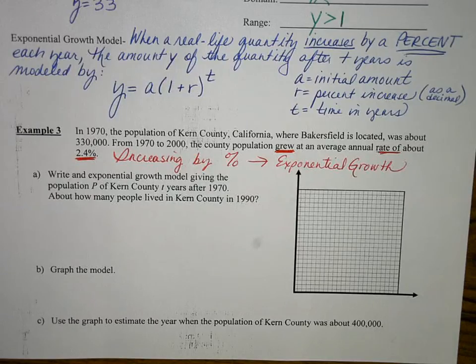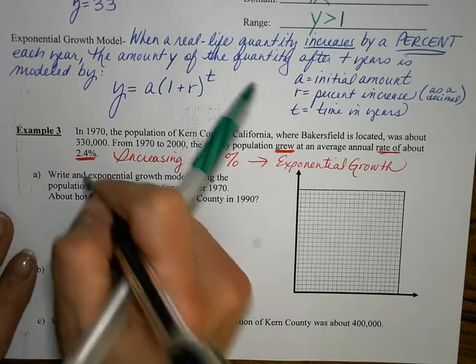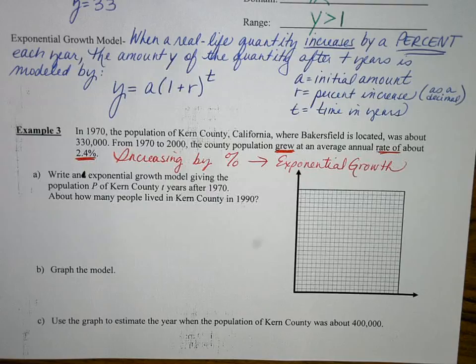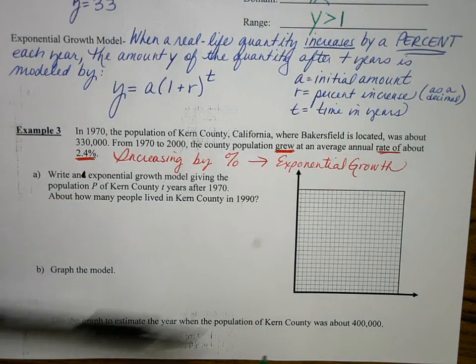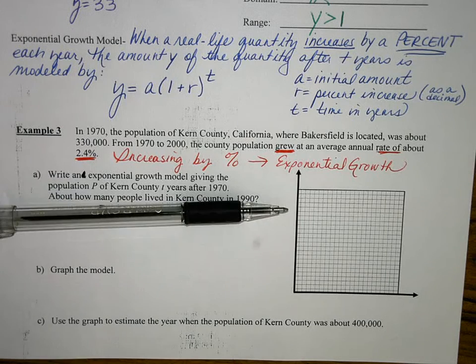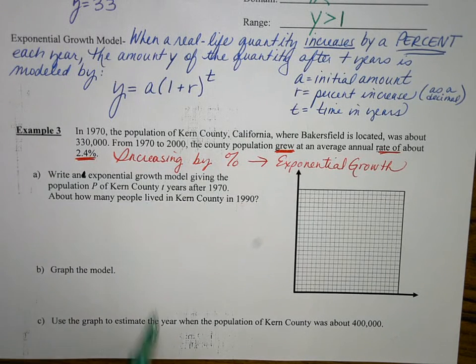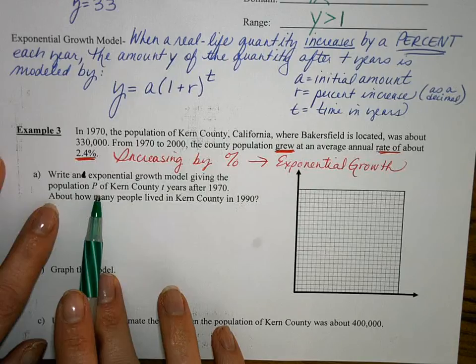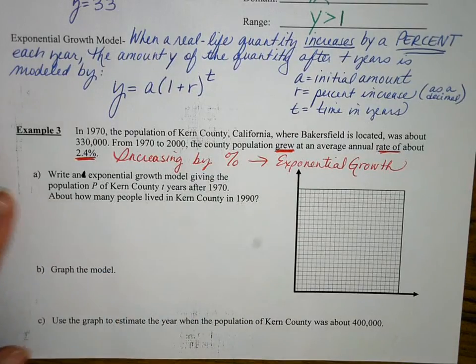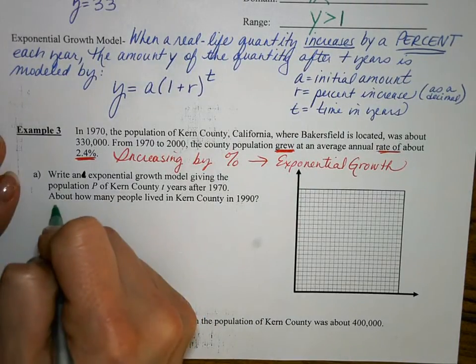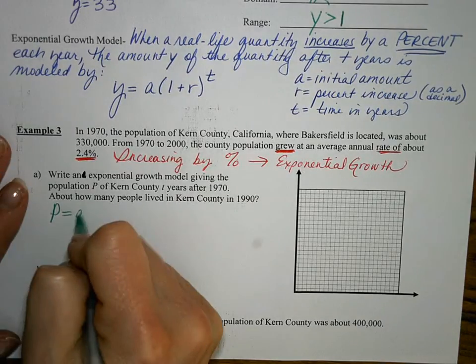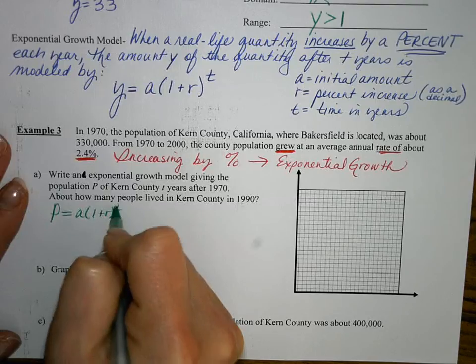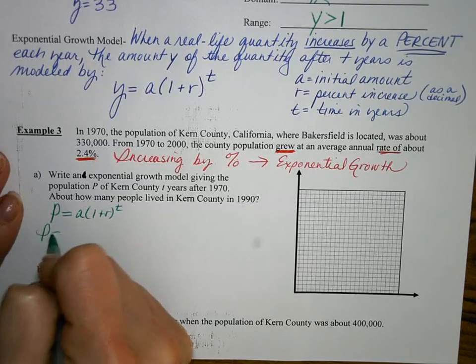All right, so let's look at this situation. Write an exponential growth model giving the population P of Kern County at T years after 1970. All right, we're going to quit right there. We're not even going to answer their question. The first part of their problem said write an exponential growth model giving the population P of Kern County T years after 1970. All right, so the population is equal to, all right, I'm going to use that equation, A parentheses 1 plus R to the T power. So P is equal to, are there any pieces that I can fit in there?